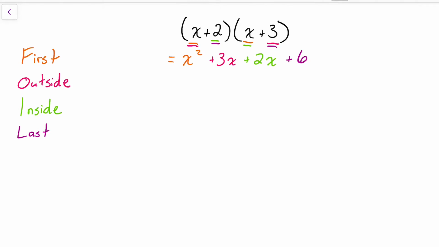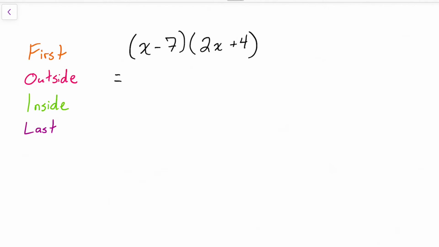gives us 6. So it's properly expanded at this point, but we always want to clean things up and make them look pretty. So that means gathering our like terms. So if we were to gather up all our like terms, there's only the one x squared, but we have 3x and 2x. These are like terms. If we add those together, we get 5x, and 6 is our constant, only one of them. And that is our properly expanded or multiplied binomial.